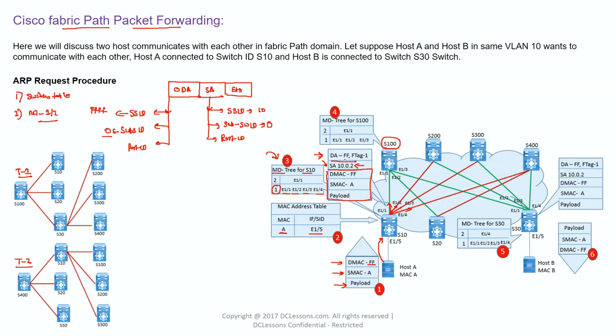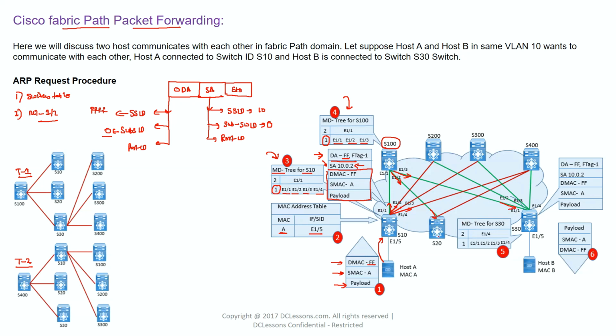Let's suppose it reaches switch 100. Because the packet is received and the destination header is FFFF, switch 100 will see that this is a broadcast packet, so it has to check its multi-destination tree. Again it will look at multi-destination tree 1 and its interfaces. ETH 1/1 is where it has already received it, so on ETH 1/2 and ETH 1/3 it will send it without any encapsulation. It will forward it as it is.